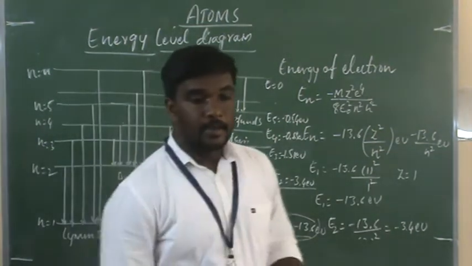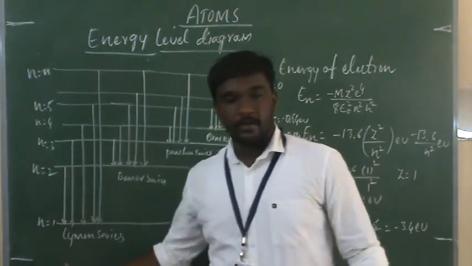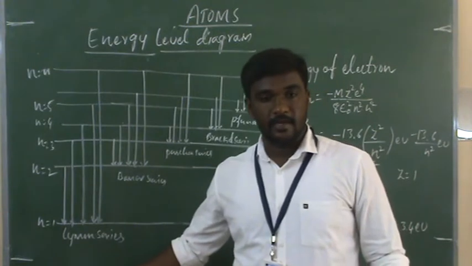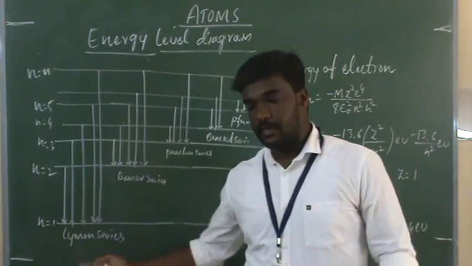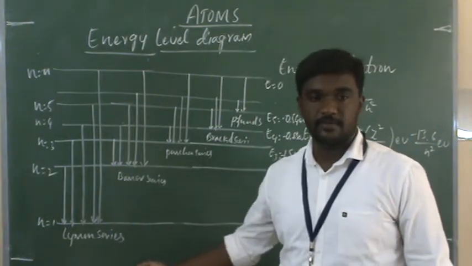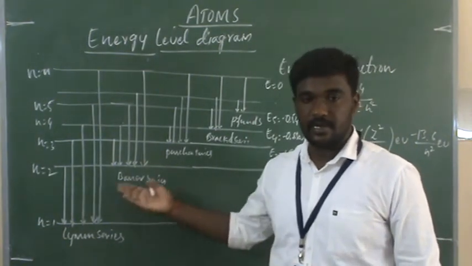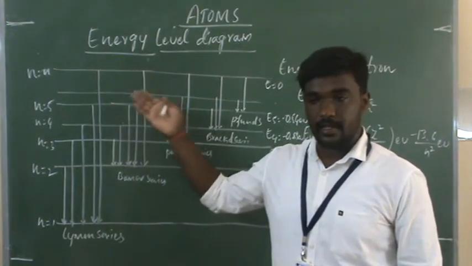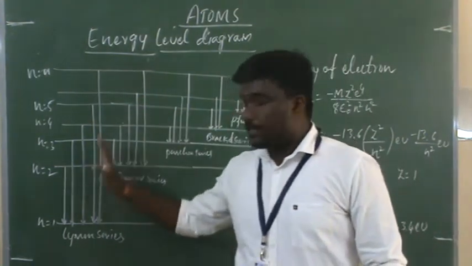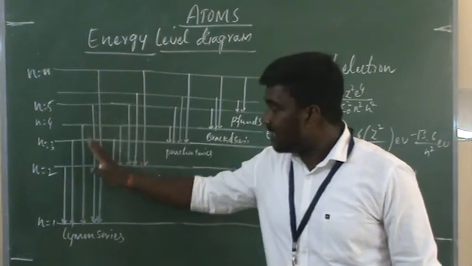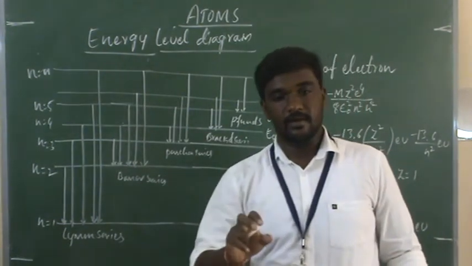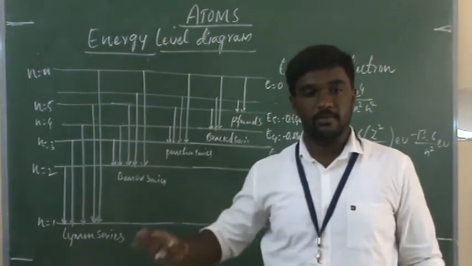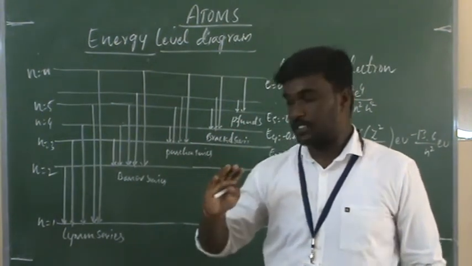So listen, already we know about the energy level diagram. The electron is revolving around the nucleus in different orbits. We calculated the energy of the first orbit, the second orbit, third and fourth. Here the spectral lines transition: when energy is supplied, the electron is excited from the ground state to a higher energy.